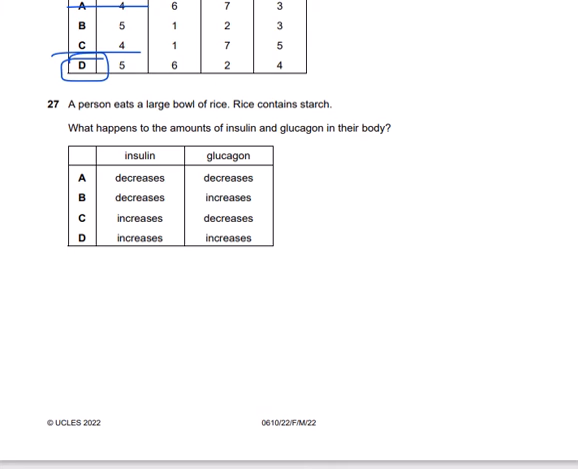A person eats a large bowl of rice. Rice contains starch. What happens to the amount of insulin and glycogen in their body? This means that it's been digested and broken down to glucose, right? This means that the blood glucose increased, or the blood sugar increased. So insulin is produced to change glucose into glycogen. So that causes insulin to increase, glycogen to increase.